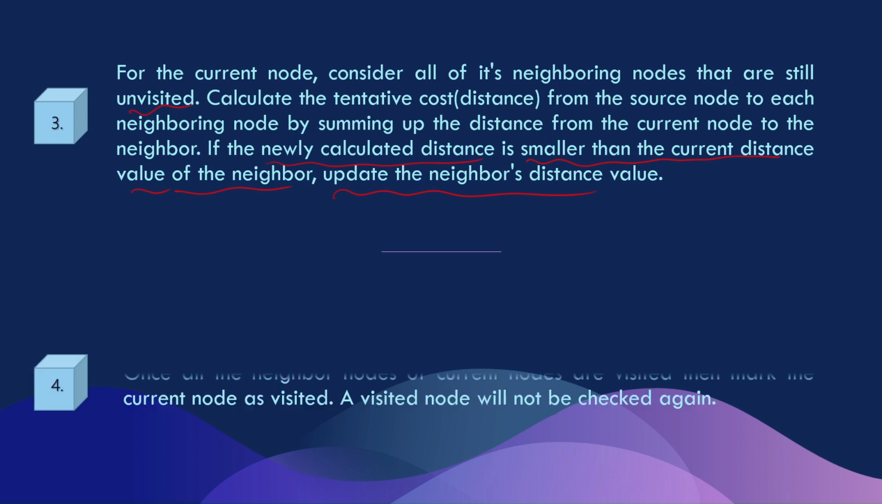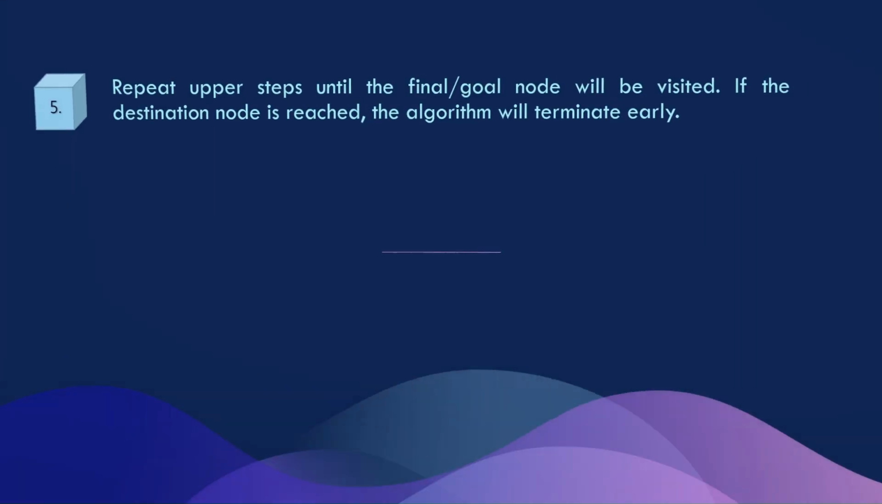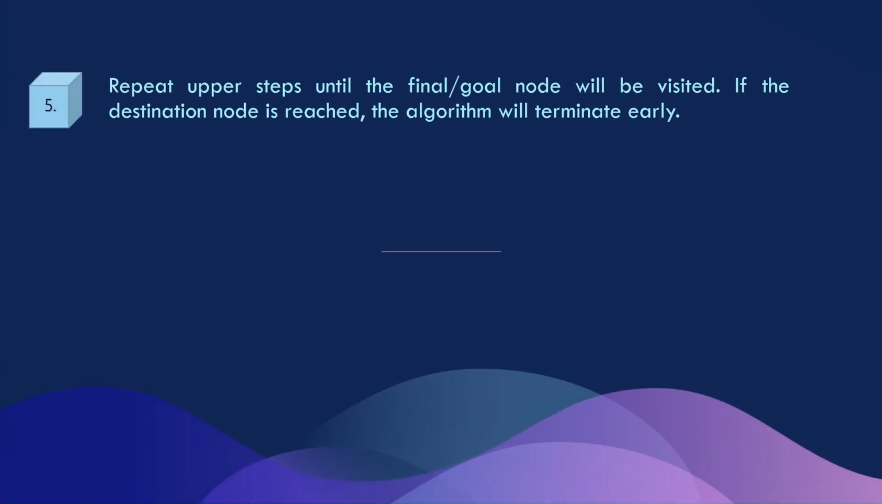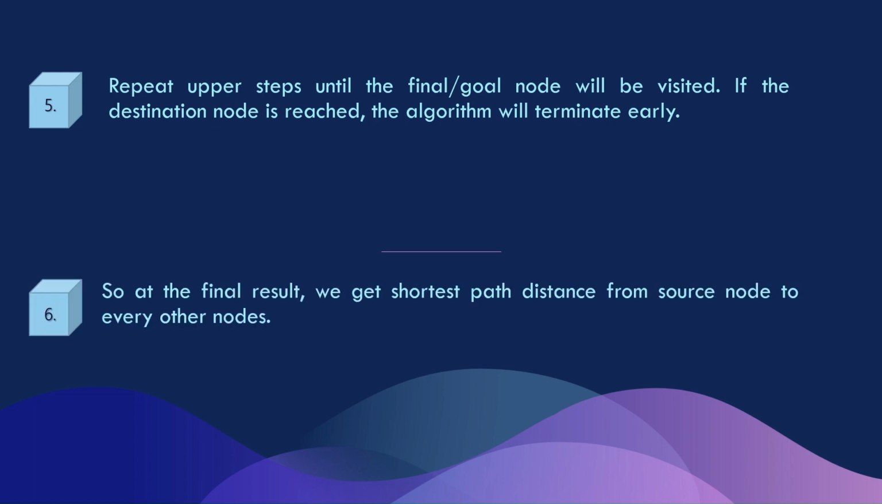In the fourth step, once all the neighbor nodes of the current node are visited, mark the current node as visited. A visited node will not be checked again. Repeat the above steps until the goal node is visited. If the destination node is reached, the algorithm terminates early. So in the final result, we get the shortest path distance from the source node to every other node.